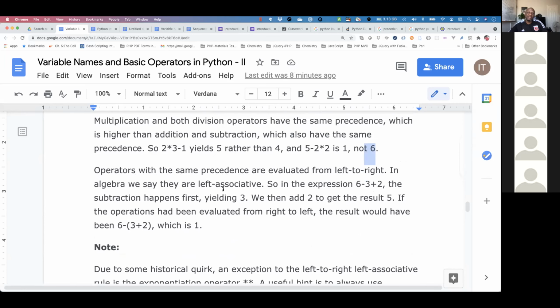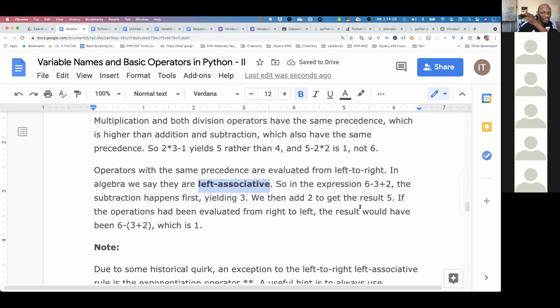Operators with the same precedence are evaluated from left. If you have a division and multiplication, or you have a subtraction and addition, then we go with the first one on the left to the right. In algebra, we say they are left associative. Mark that. Ladies and gentlemen, mark that.